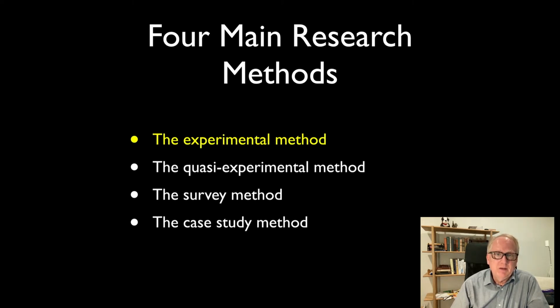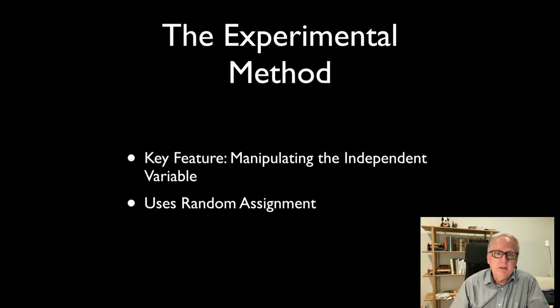The first one we'll talk about is the experimental method, and I will be talking about this all next week in the next lecture, but the experimental method has the key feature of manipulating the independent variable. So you remember, the independent variable is the variable that an experimenter or a researcher can control, and that means that he or she can assign people to one condition or the other at will. They have an ability to do that.